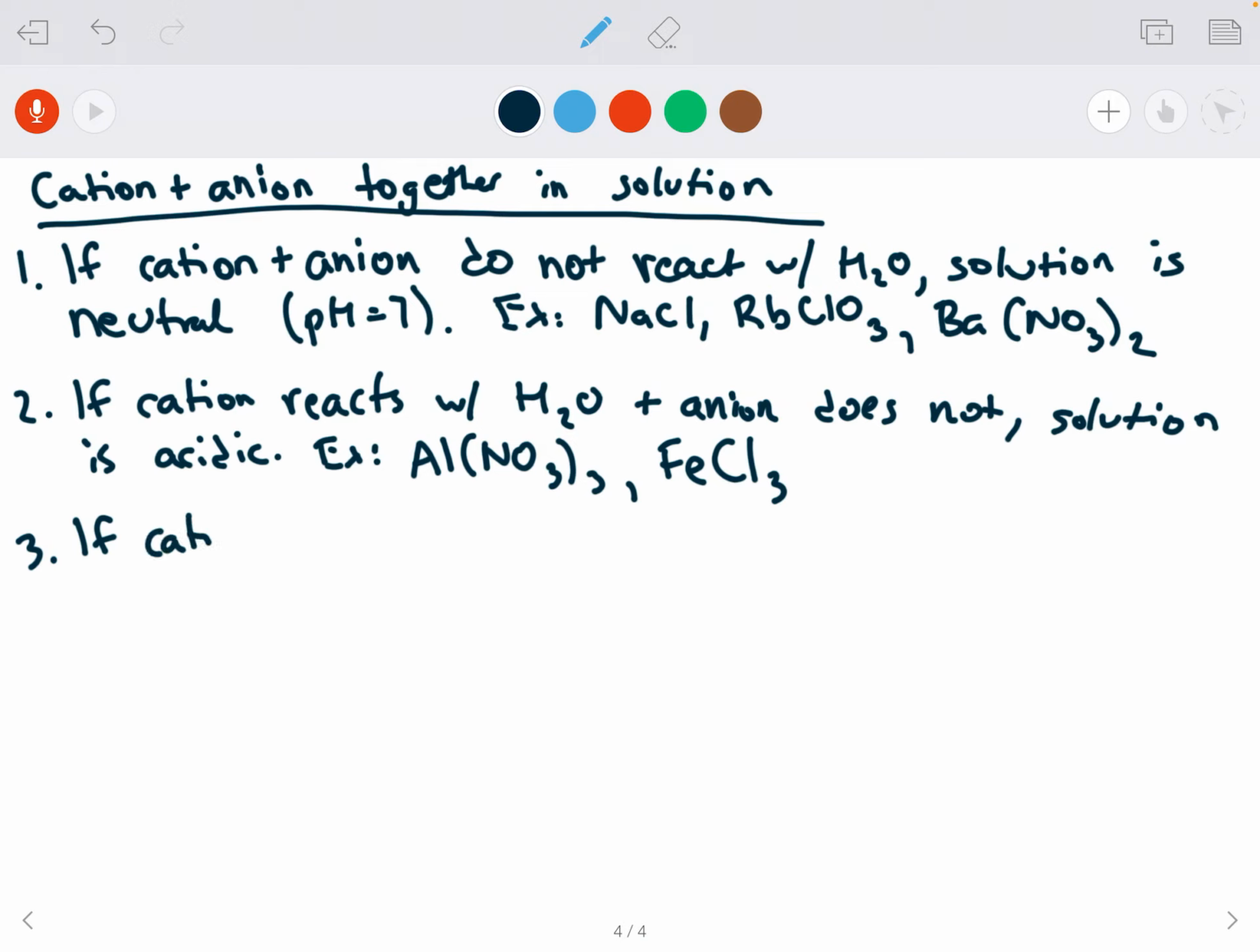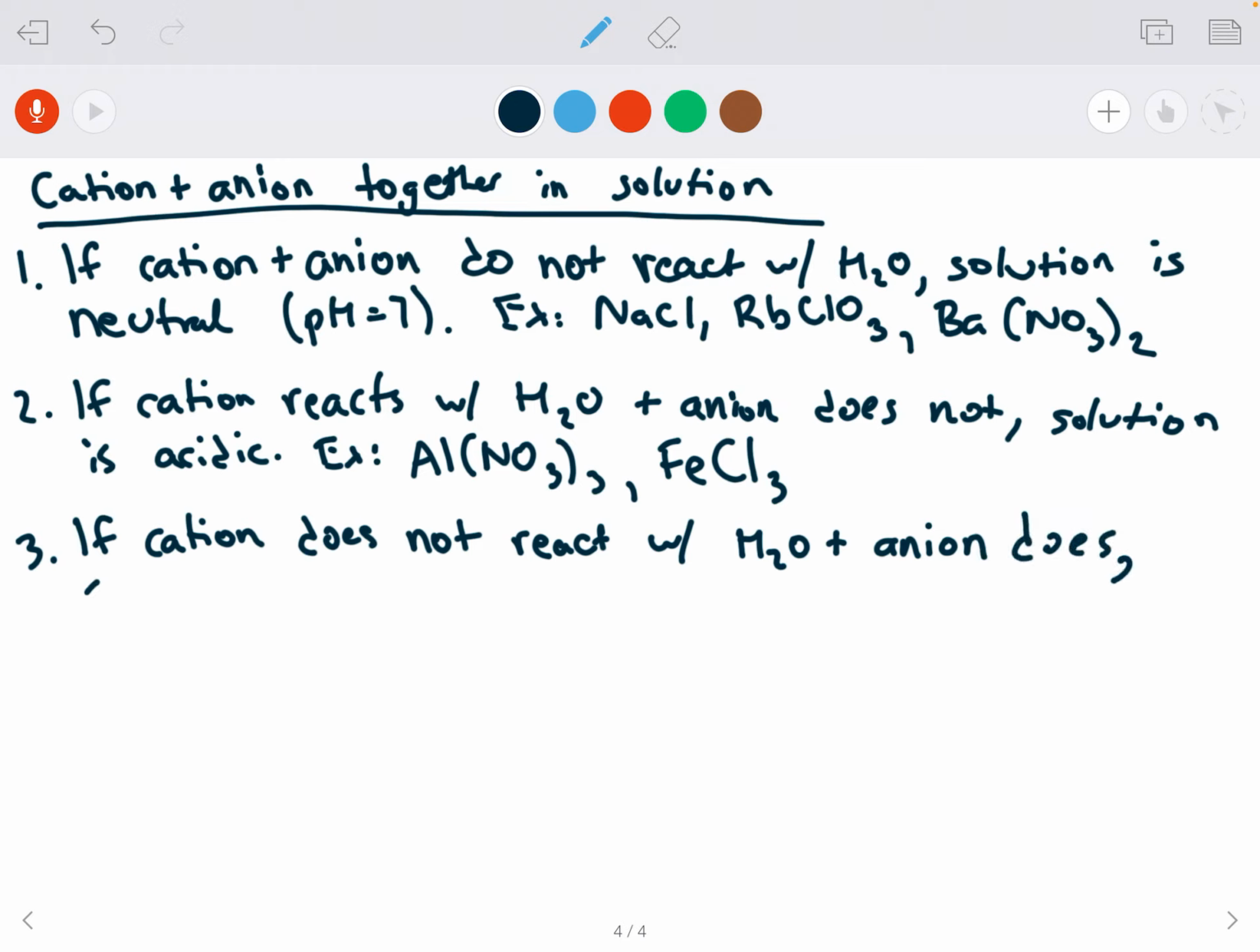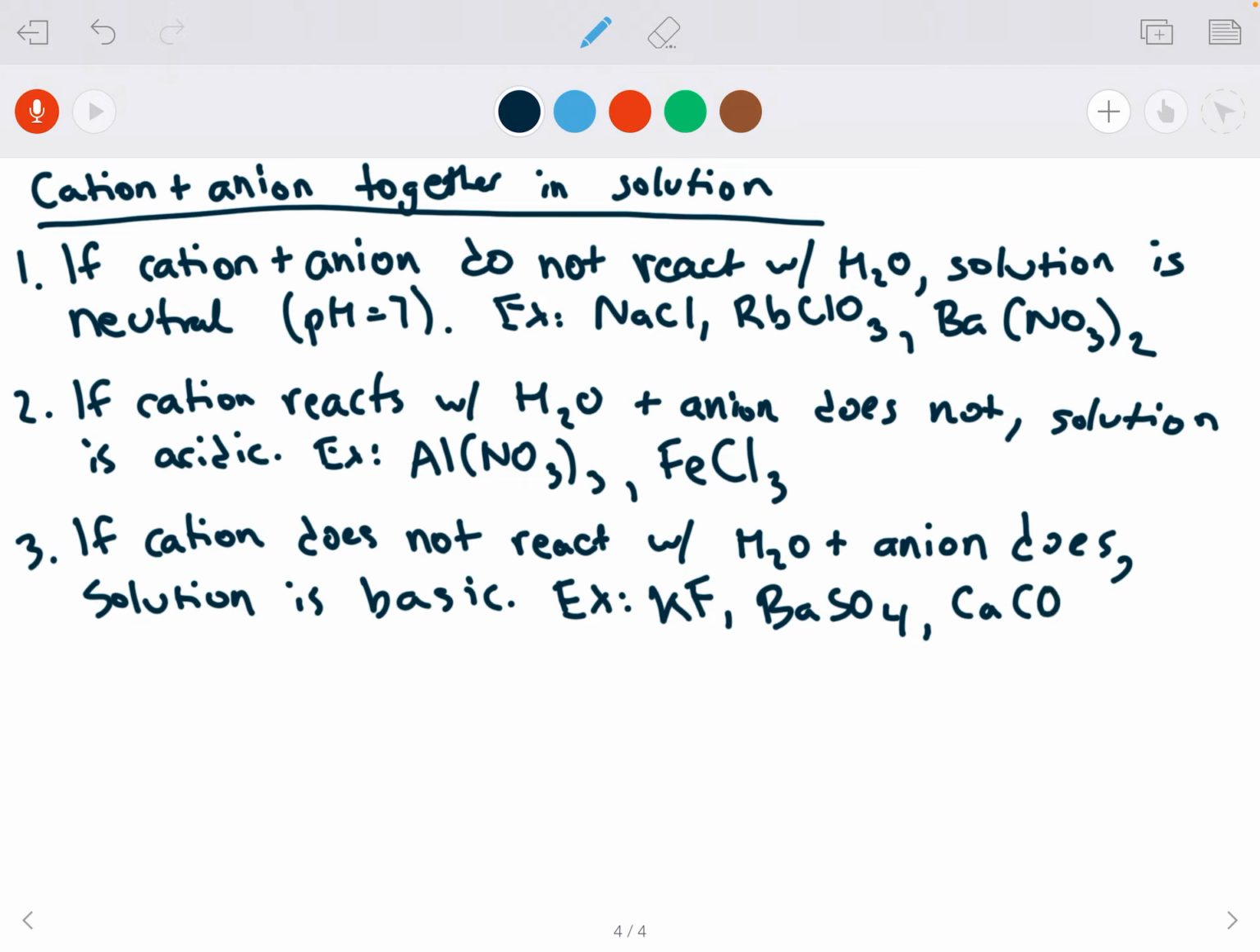3 is going to be now if the cation does not react with water and the anion does. In this case, the solution is basic. So this would be, for example, KF or barium sulfate, calcium carbonate.